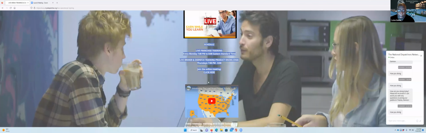So let me start sharing my screen, because the daily work plan basically goes into your, let's go over here and share my screen. Okay. Let me share my screen and we'll go to mydispatcher.org, which is our back office site. Okay. And let's go to our dispatcher tools and resources. All right. Your daily work plan for a dispatcher is pretty cut and dry, really.